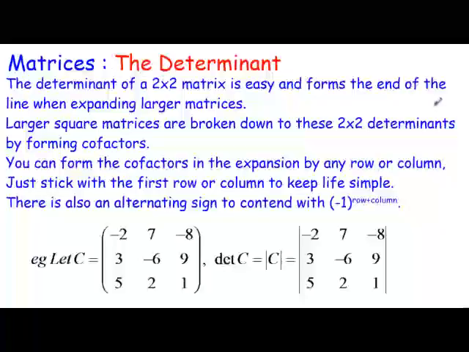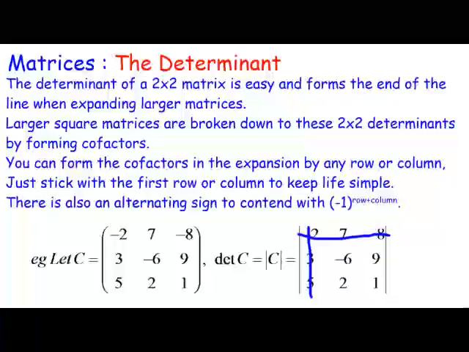Now, the cofactor method is formed by you can take all the elements in a row and form their cofactors, or you can take all the elements in a column and form their cofactors. And you can see here, we're just going to stick with the first row or column. Now, interestingly enough, you can actually expand any determinant by any row or any column.